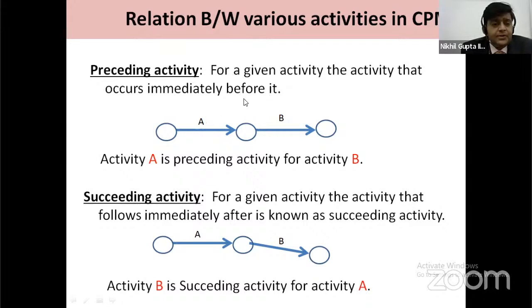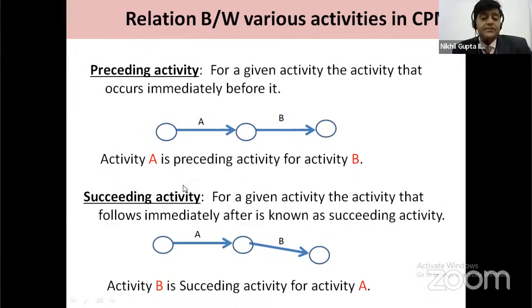For any given activity, the activity that occurs immediately before it is known as the preceding activity. This is activity A, and this one is activity B. So activity A is always the preceding activity for activity B. The previous activity is the preceding activity.